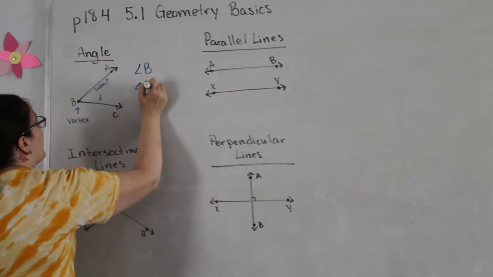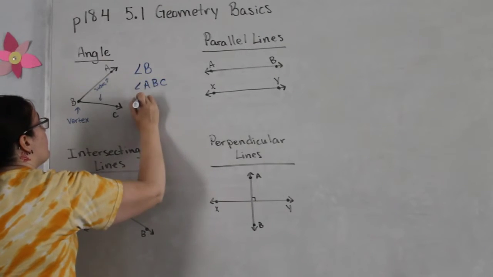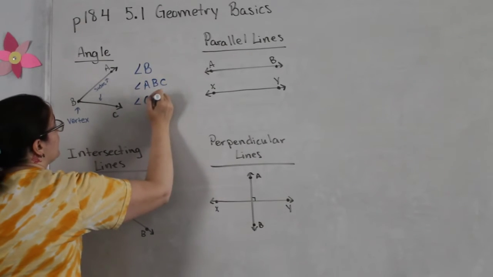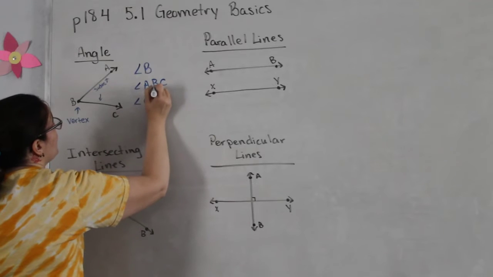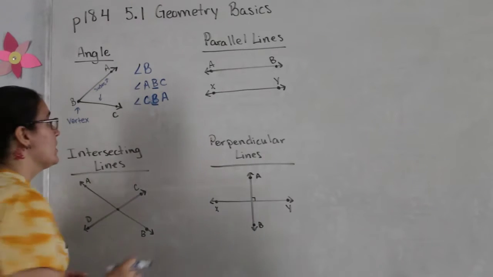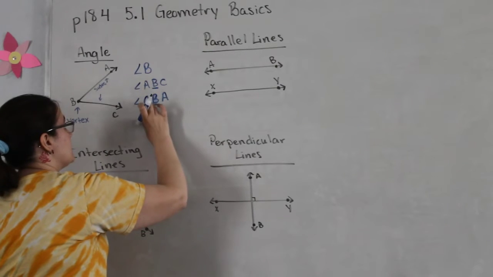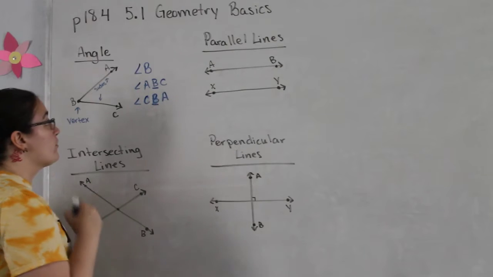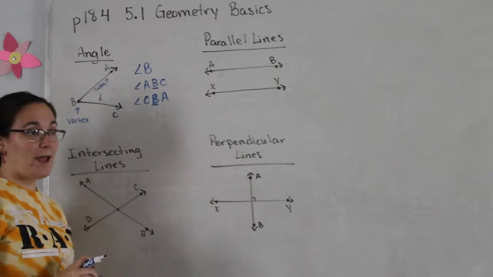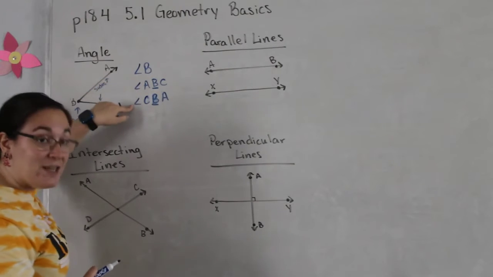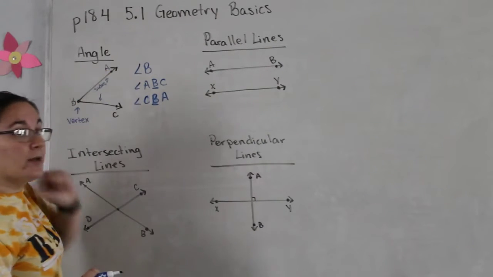So angle ABC or angle B or CBA. Notice the vertex is in the middle for both of those. So we need to make sure that the vertex ends up in the center if we name it with 3 letters. So the most important thing with angles is if you have other lines coming off of here, you're going to want to use one of these 2 names instead of labeling it by its vertex.